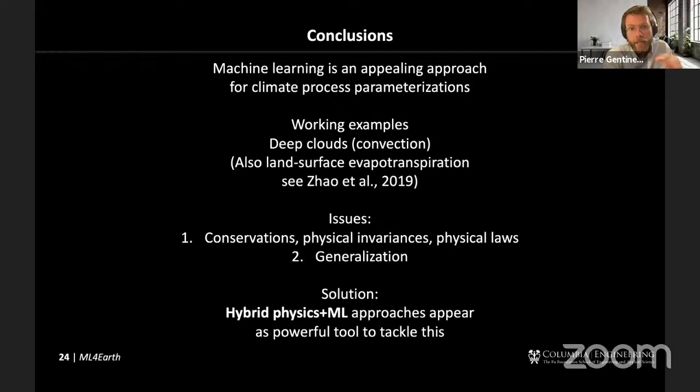Okay, with that, I'll finish. And if you're interested, we also have one example for evapotranspiration with the same type of approach. Thank you.